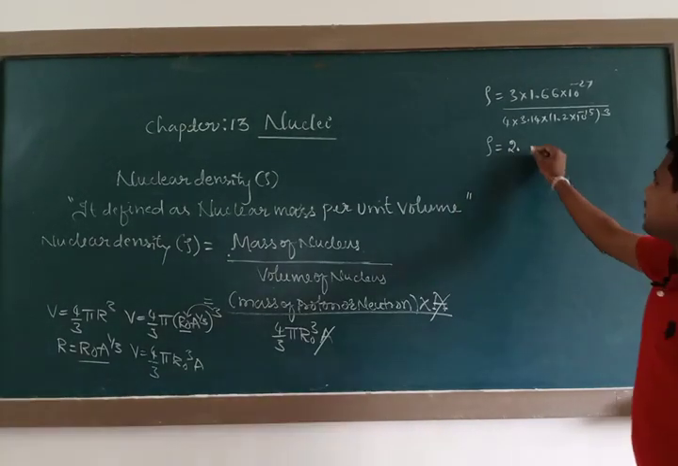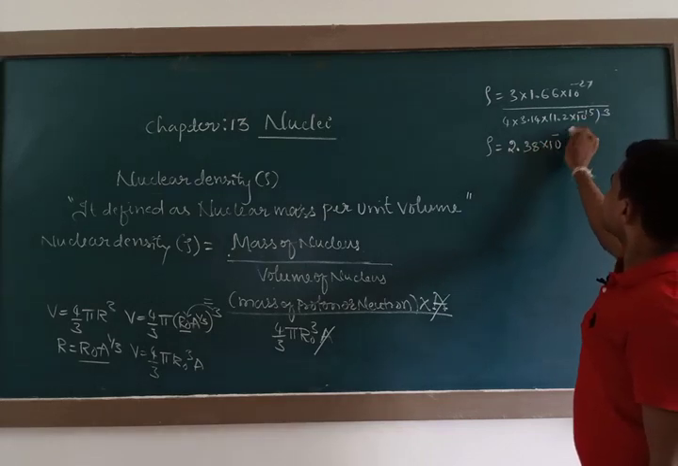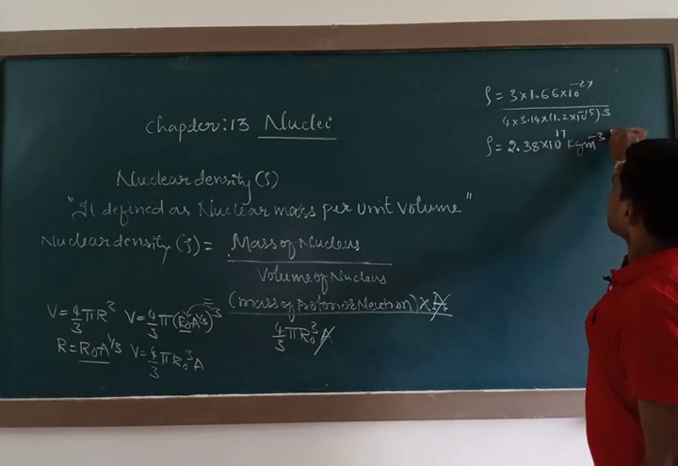That is 2.38 into 10 raised to 17 kg per meter cube.